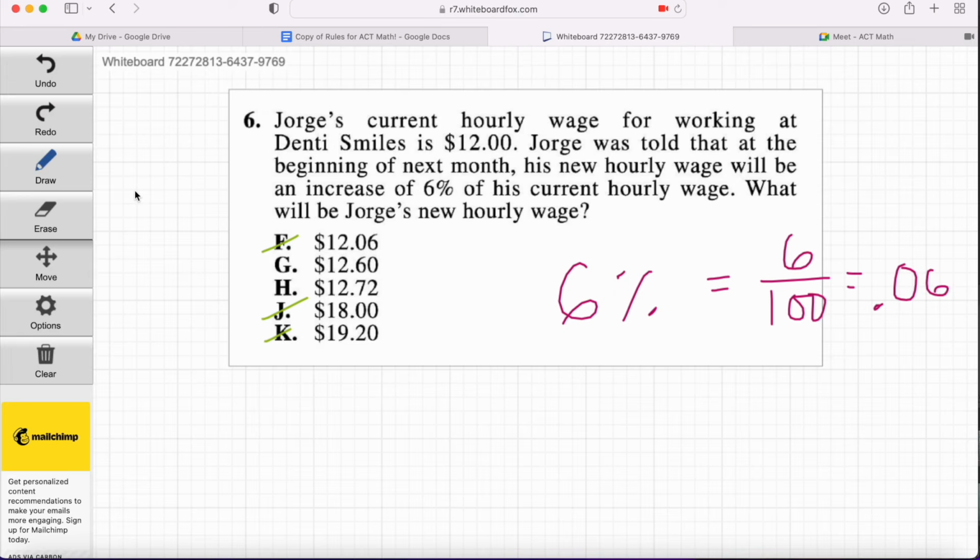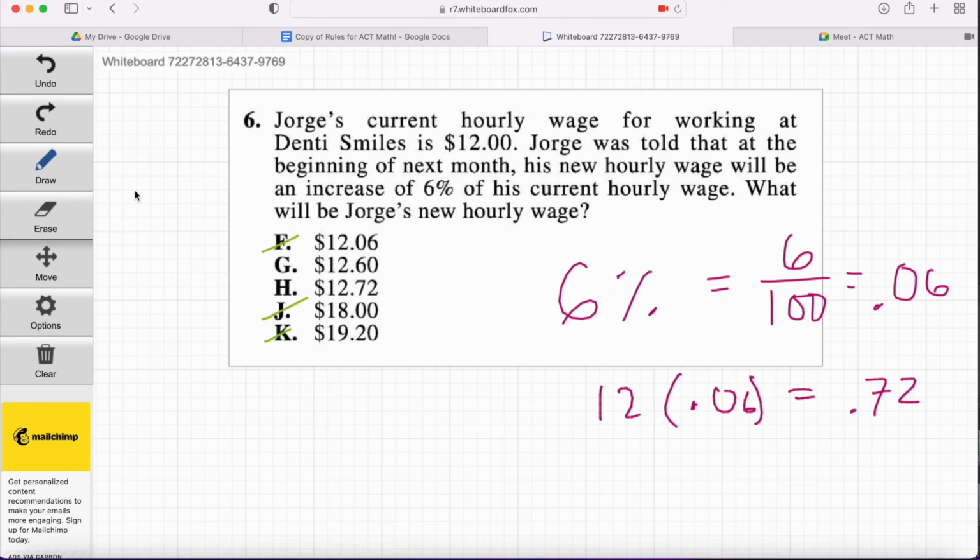If we want to find what the wage is now with this 6% increase, we can just find 6% of $12 and then add that onto 12, and that'll give us the new wage. Okay, let's start there. To find the percent of something, just multiply 12 by 0.06. What does that give us? 0.72. So that's the increase.